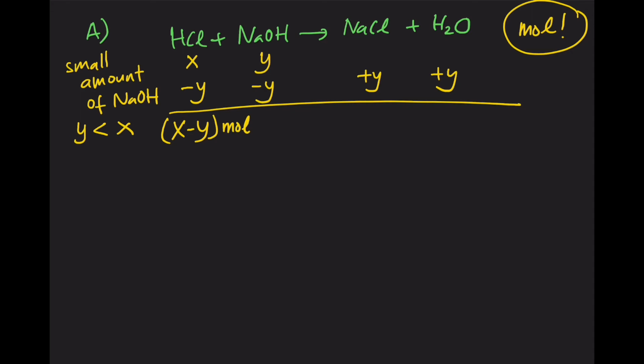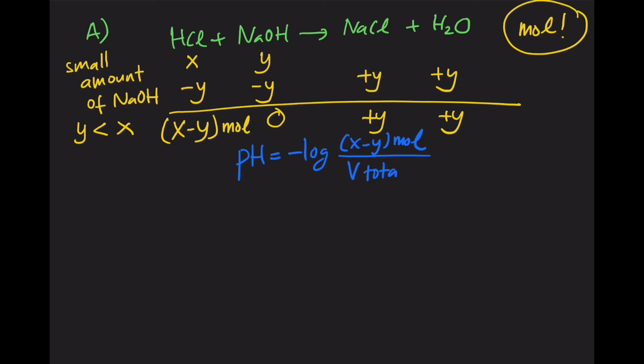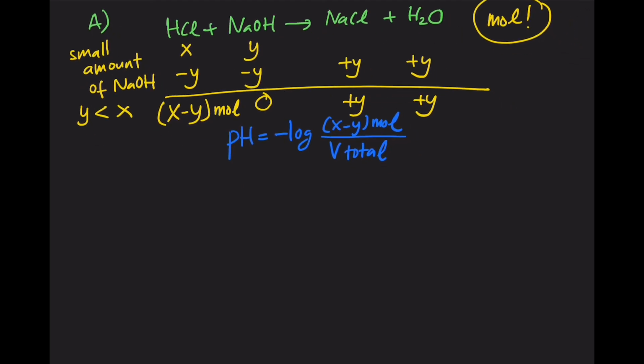And this will be 0 because it will be the limiting reactant. This will be plus Y, and this will be plus Y. In this system, we have NaCl, and NaCl is a neutral salt, so this will not contribute to anything. The one that will influence the pH is the HCl, which is X minus Y mole. And in this case, the pH will be minus log of X minus Y mole. Don't forget you have to use concentration, so you have to divide by the total volume in the beaker. So this is what happens at the point below the equivalent point.